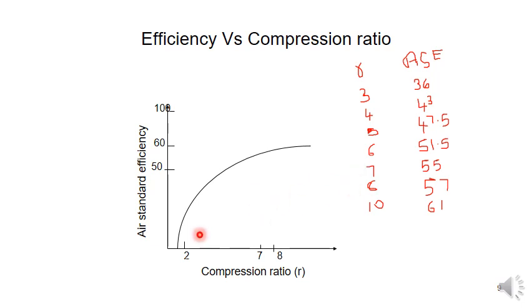So you take x-axis as the compression ratio, y-axis as the air standard efficiency. So for 3 it is 36, 4 is 43, 5 is 47.5. So put the dots here, and the behavior of the graph is a curve showing that as the compression ratio increases, the air standard efficiency increases, and this ratio is limited to the temperature of the air at state 2 only.